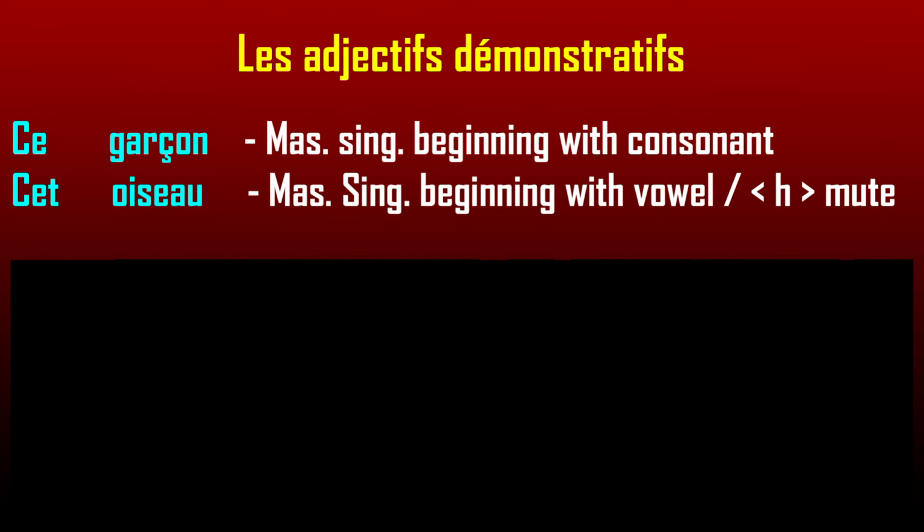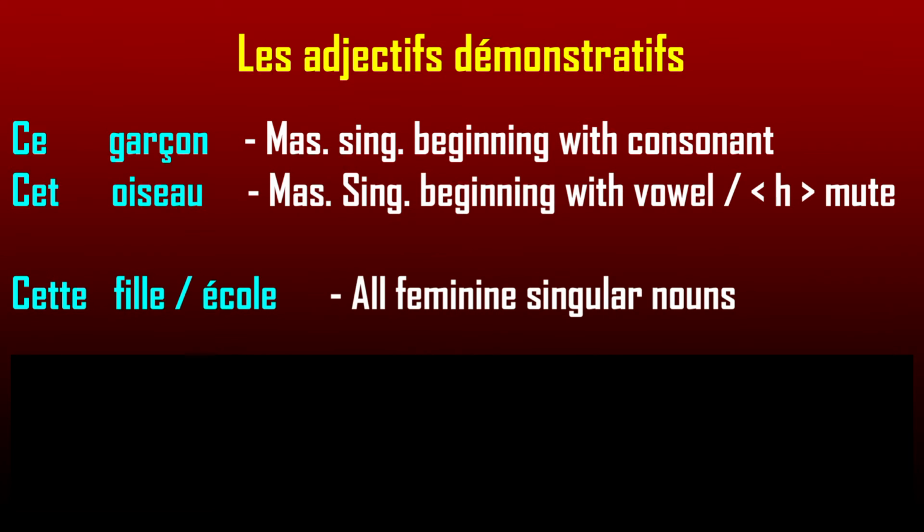The first one is to be used in front of masculine singular nouns beginning with a consonant. The second one is to be used in front of nouns that begin with a vowel or H silent. Ce garçon, this boy or that boy. Cet oiseau, this bird or that bird.